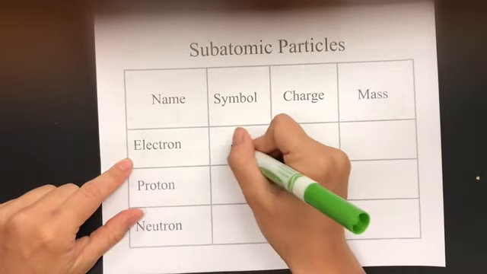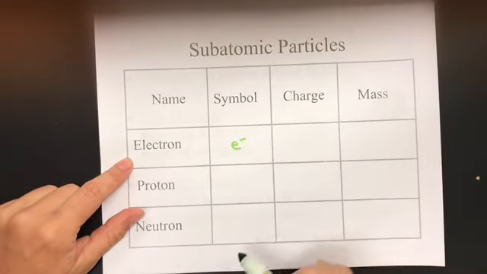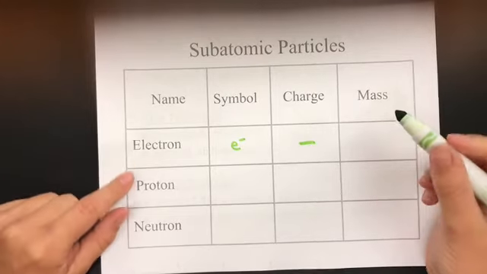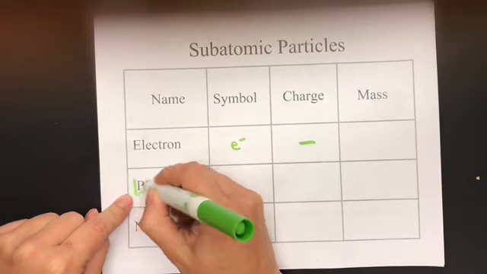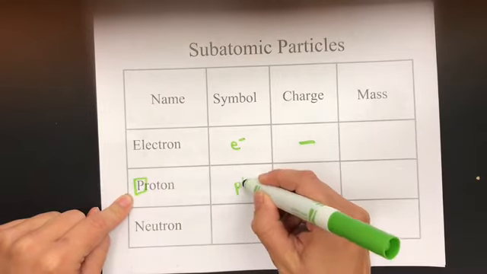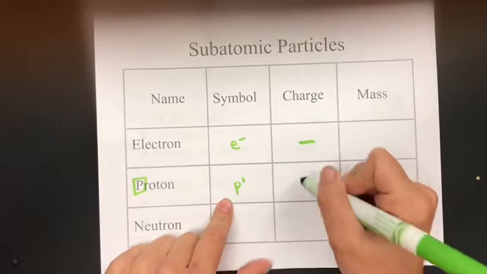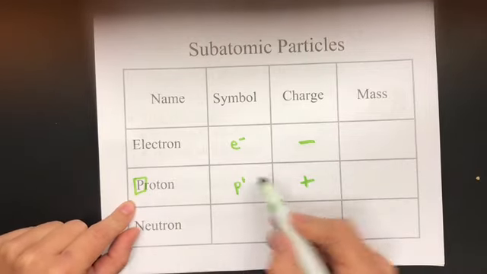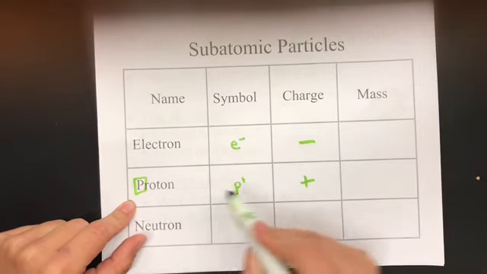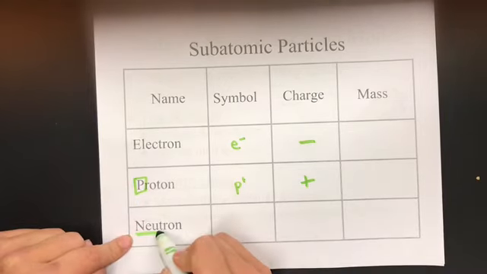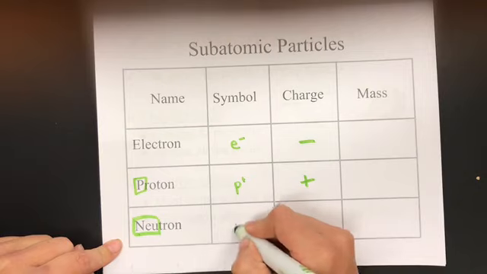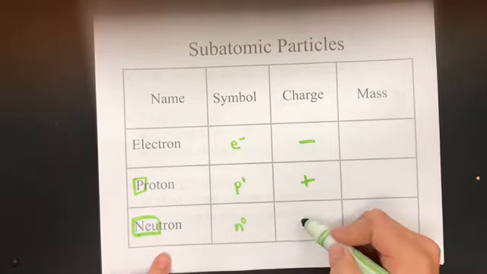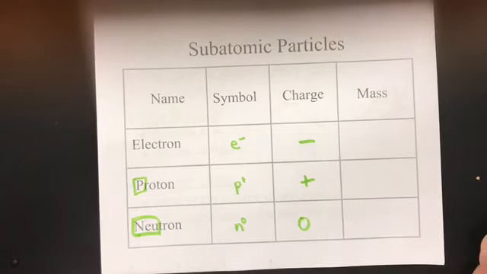Okay, so an electron, the symbol for it is just e negative. The reason it's the symbol e negative is because it has a negative charge. Proton, P, so it's just going to be p plus, and the reason it's p plus is because it is positive. Protons, positive. Neutrons is just n0. And why is it n0? Because neutrons are neutral. Okay?